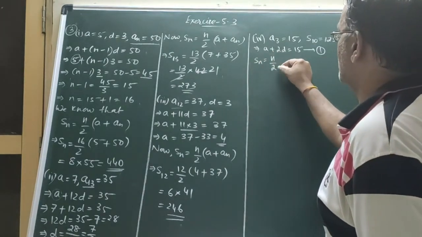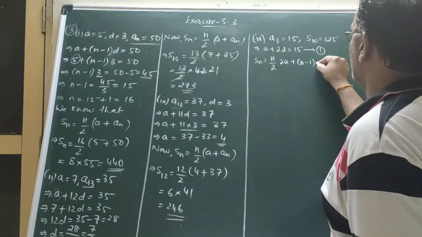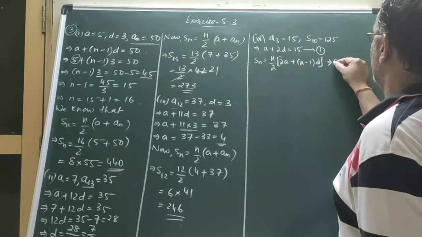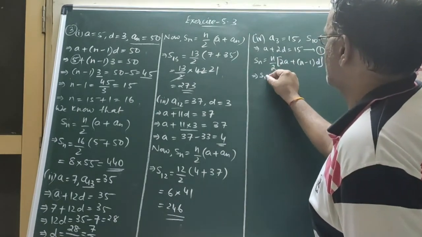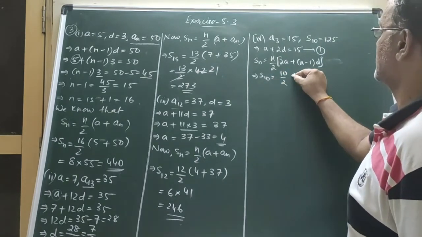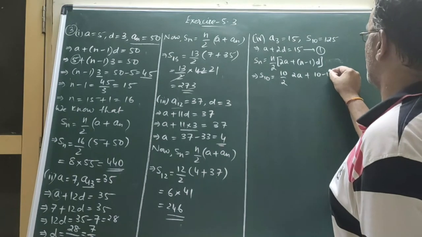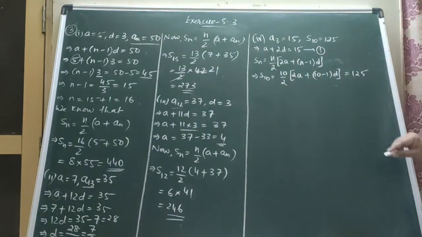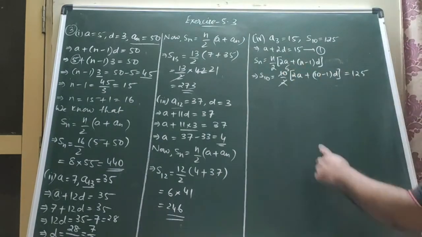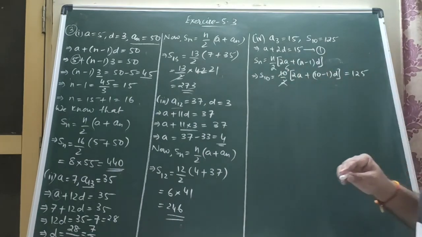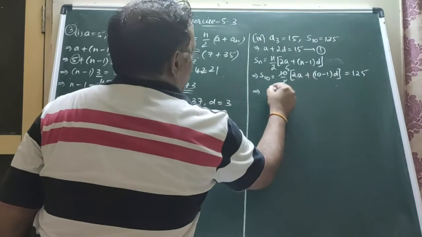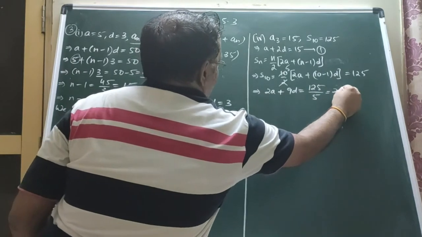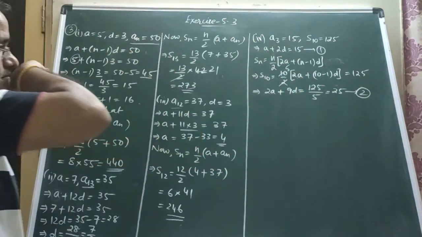Now Sn is equal to n upon 2 (2a plus (n minus 1) into d). This is the formula. So S10 is equal to 10 by 2 (2a plus (10 minus 1) into d) is equal to 125. Okay, so this 2 will be cancelled. In the next step this 5 comes down to the denominator. So we get the second equation: 2a plus 9d is equal to 125 by 5, that is 25. This is the second equation. Right?